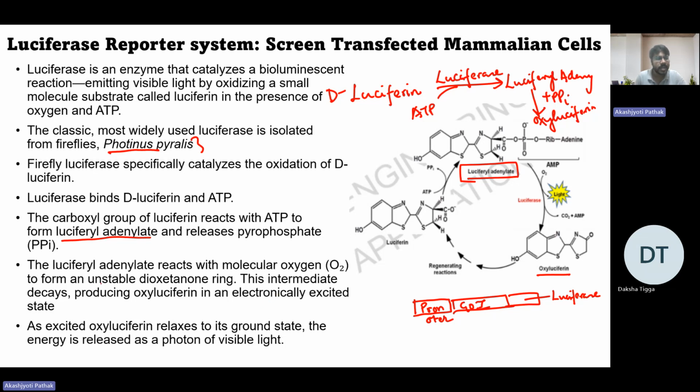Now this oxyluciferin has the ability to emit light. This intermediate decays, producing oxyluciferin in an electronically excited state, and when this excited oxyluciferin relaxes to its ground state, the energy released is in the range of visible light, and we can measure the luminescence. We can measure the light which is emitted, and we can screen for it.